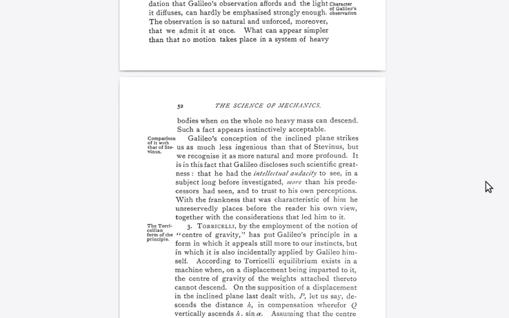It is in this fact that Galileo discloses such scientific greatness, that he had the intellectual audacity to see in a subject long before investigated more than his predecessors had seen, and to trust to his own perceptions. With the frankness that was characteristic of him, he unreservedly places before the reader his own view, together with the considerations that led him to it.